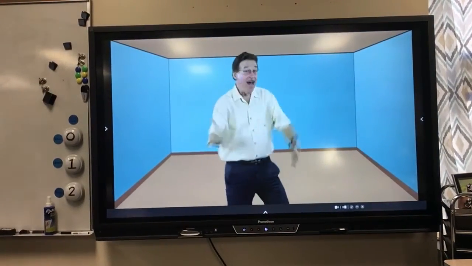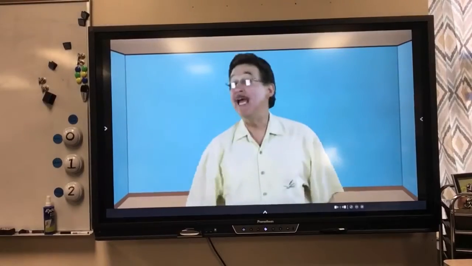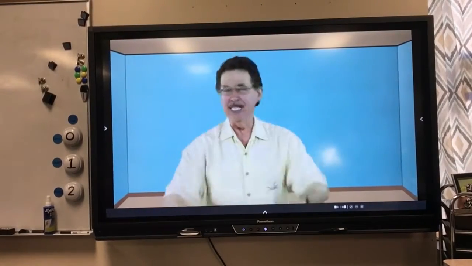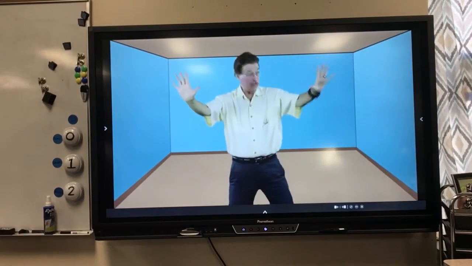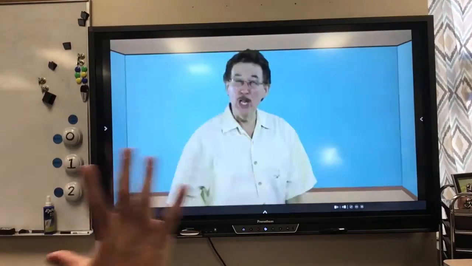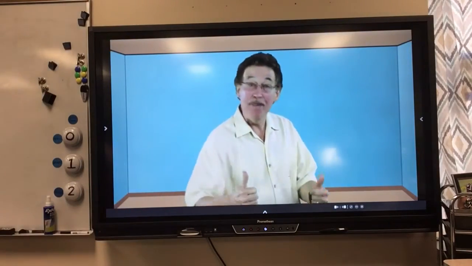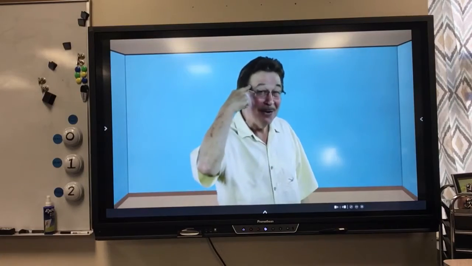I can say my number pairs and use my hands. I know that two parts make a whole. Learning my number pairs helps my brain grow.